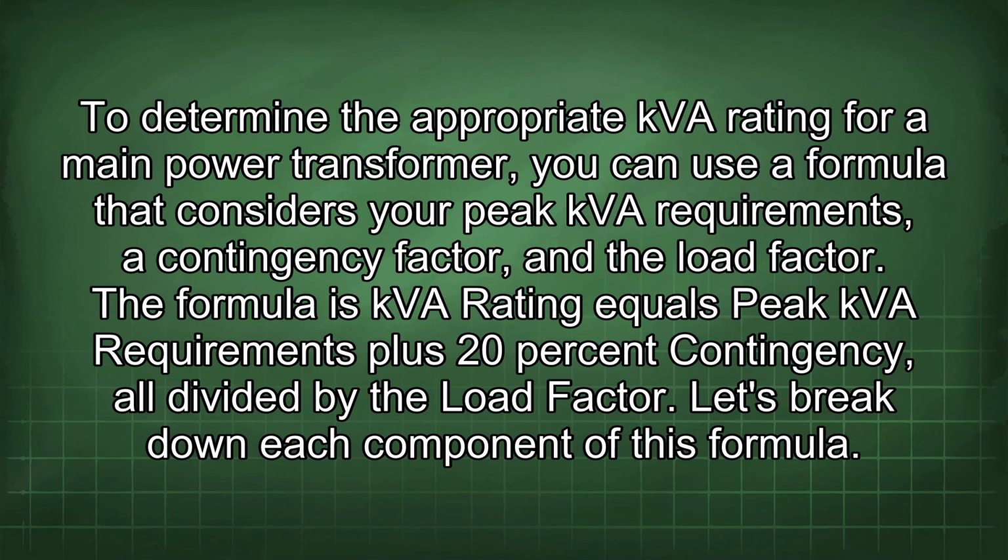To determine the appropriate KVA rating for a main power transformer, you can use a formula that considers your peak KVA requirements, a contingency factor, and a load factor. The formula is KVA rating equals peak KVA requirements plus 20% contingency, all divided by the load factor. Let's break down each component of this formula.